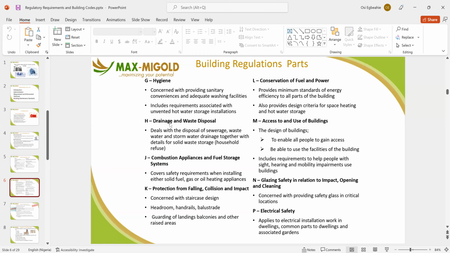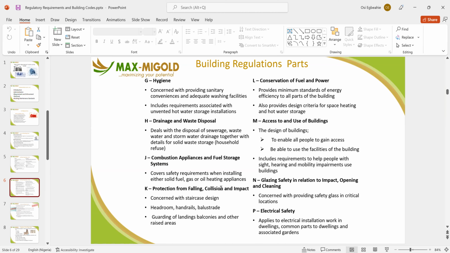They also look at drainage and waste disposal. They also look at combustion appliances and fuel storage systems. This is when you are talking about filling stations. You have combustibles there. You see some places where they write highly inflammable, so you need to be careful. They also require you to put those signs so that people who are smoking will not go around those areas and cause problems.